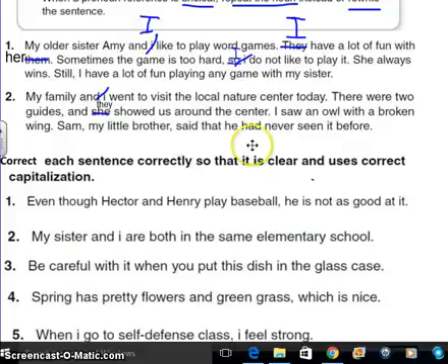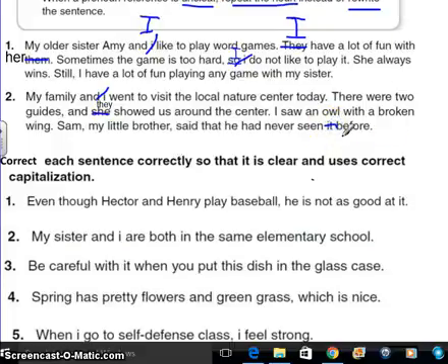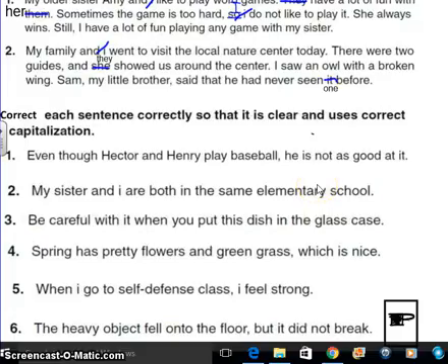Yeah, I know some of you might have said maybe instead of it, one, seen one before. Might have sounded better. So now let's read it through to see if our corrections made sense. My family and I went to visit the local nature center today. There were two guides and they showed us around the center. I saw an owl with a broken wing. Sam, my little brother, said that he had never seen one before. Sounds pretty good, huh?